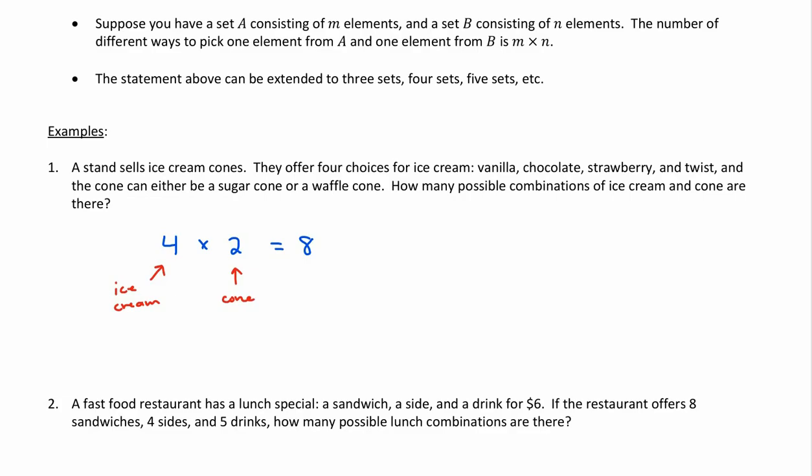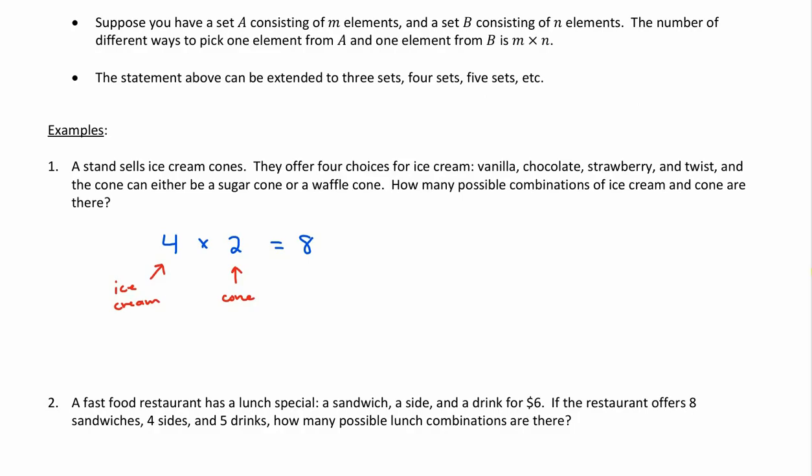So 4 options for the ice cream times 2 options for the cone, 8 total. You could write them all out if you wanted, right? Vanilla with sugar cone, vanilla with waffle cone, chocolate with sugar cone, chocolate with waffle cone. So you could do it that way, I guess, using the method of exhaustion here, because there really aren't that many, right? There are only 8 total. But these numbers get bigger pretty quickly, so I don't think the method of exhaustion is going to be very efficient for some of these other ones.